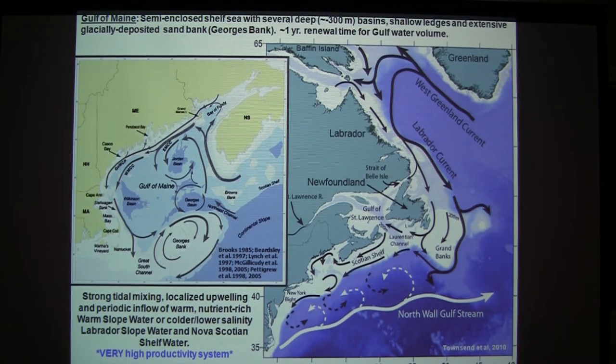So essentially, the most important components for the carbon and the production and the ecosystem dynamics in the Gulf of Maine are this water that comes in through the deep Northeast Channel, the amount of time that water resides in the Gulf of Maine, and what impacts tidal fluctuations and tidal mixing have in the deeper waters, and I'll get to that in a moment. Very high productivity season, very high productivity system.